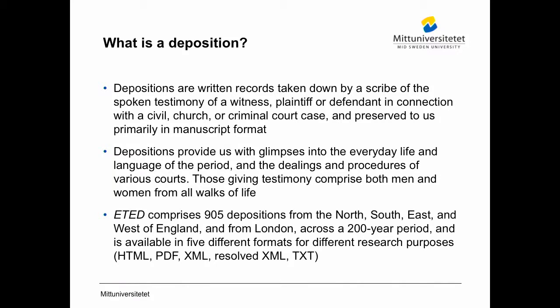Going back to the text edition that we produced, there are 905 depositions in this edition/corpus. And these depositions come from the north, the south, the east, and the west of England, and also from London. It covers a 200-year period, and unusually, it's available in 5 different formats. The reason we did it in 5 different formats is because we saw that people would have different research needs. So we have the HTML version, which you see here on the screen.